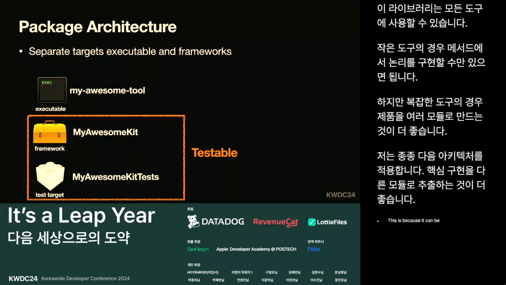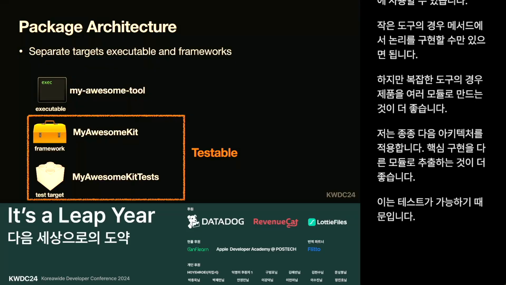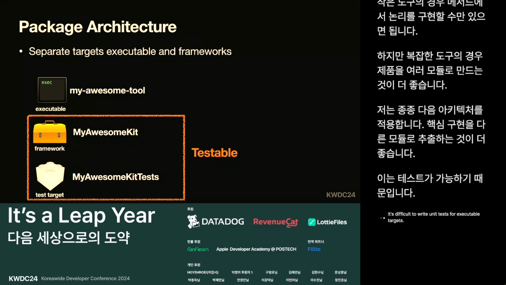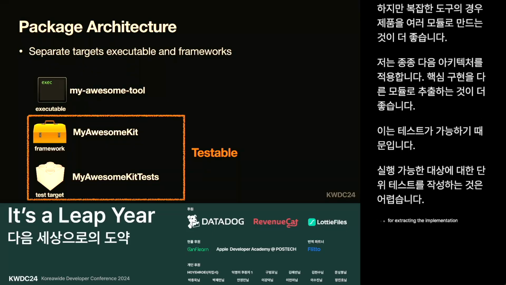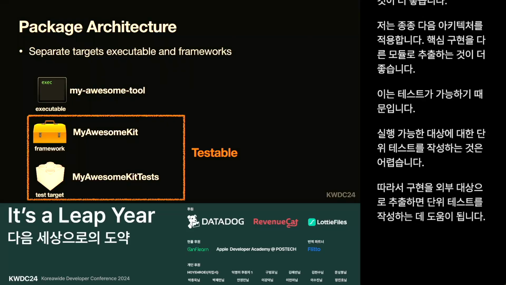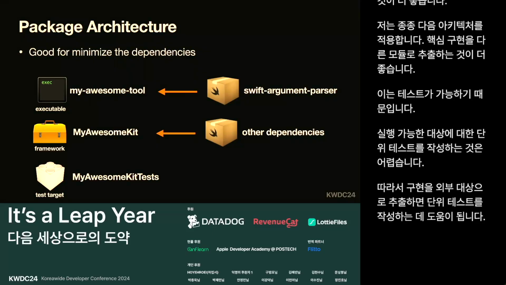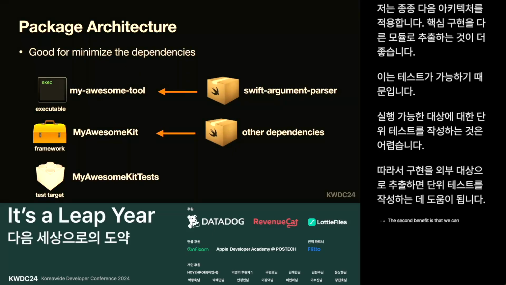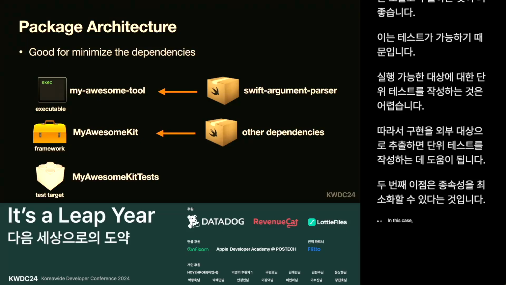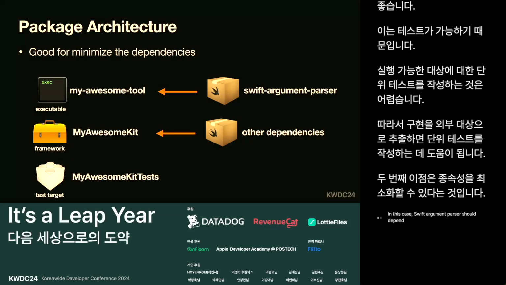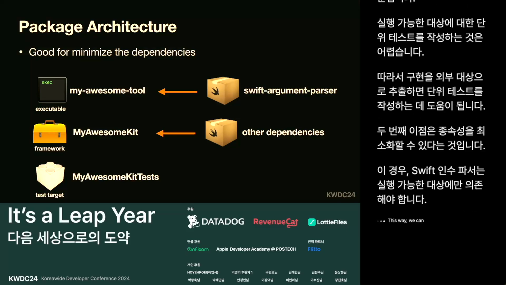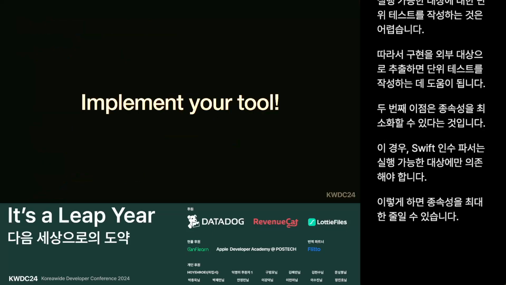This is because it can be tested. It's difficult to write unit tests for executable targets. So extracting the implementation to the external targets helps to write unit tests. The second benefit is that we can minimize dependencies. In this case, Swift Argument Parser should depend only on the executable target. This way, we can reduce dependencies as much as possible.